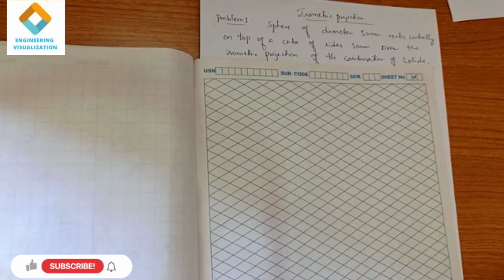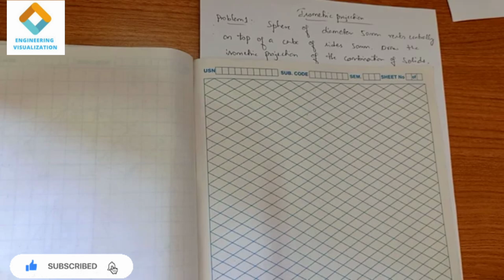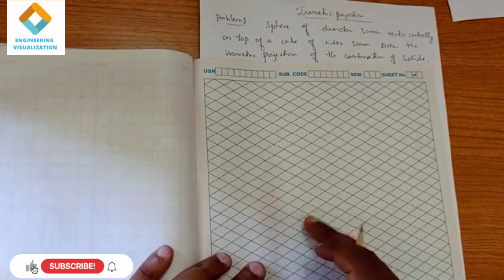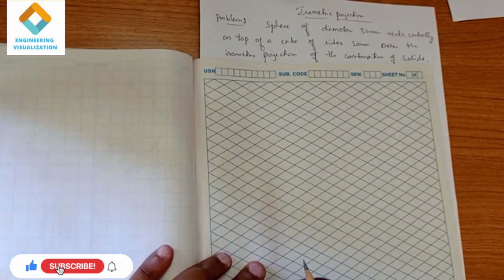Okay, today we are going to start isometric projection. Isometric projection is nothing but a projection of a solid or a combination of solids by projecting at an angle of 30 degrees. You can see here we have 30-degree inclined lines. Using these lines we have to do the isometric projection.